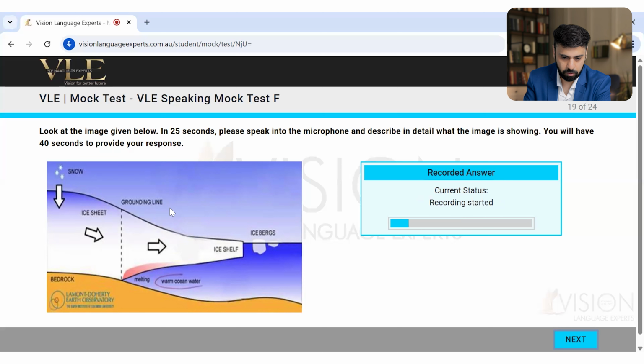Grounding line was on the top side of the image. Icebergs was on the right side of the image. Melting and ice shelf was also mentioned. Warm ocean water was also highlighted. Arrows and snow was also given. Melting and ice shelf was the first element, whereas bedrock and land was the second element. To conclude, snow and grounding line were the key features of the image.